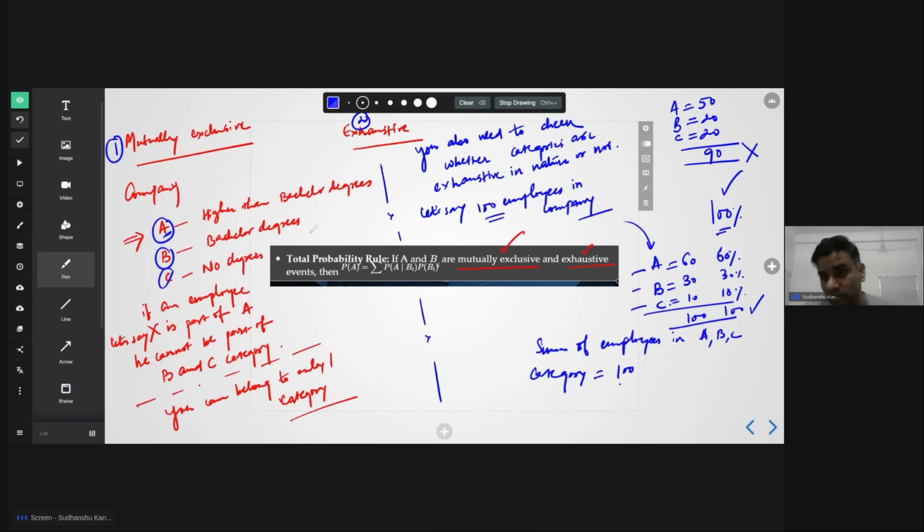The probability of 40K plus given no degree is given to you as what? 10%. Probability of 40K plus given a bachelor's degree is equal to what? You read the question carefully: 70%. And the probability of 40K plus given HBD, higher than bachelor degree, is equal to 100%.